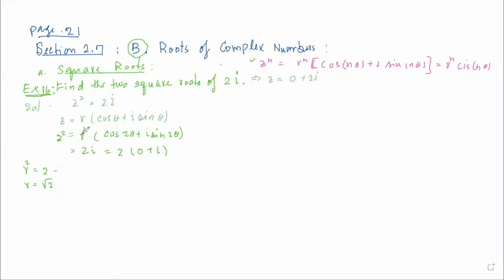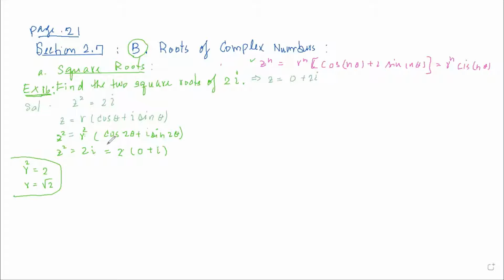So r squared equals 2 here, and then x equals 0 and y equals 1. So this is z squared. Now from this identity, r squared equals 2, r is plus or minus square root 2, but r is a radius, so it should be positive. We don't use the negative side.